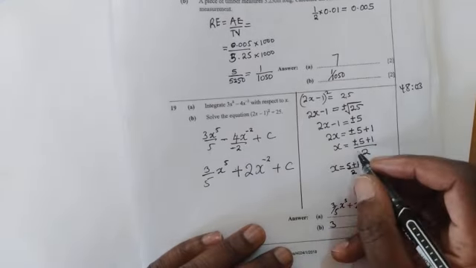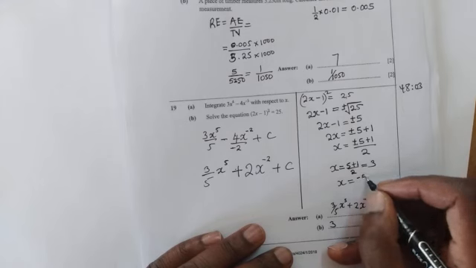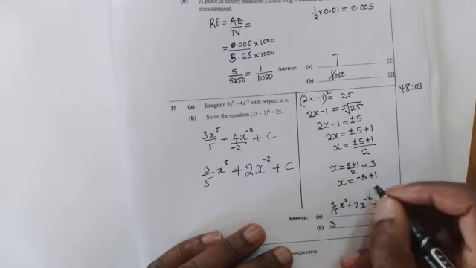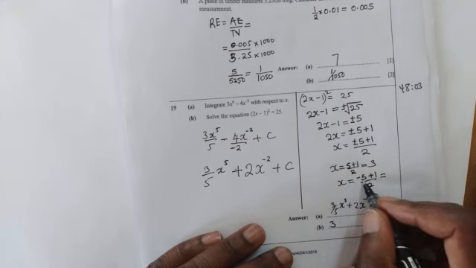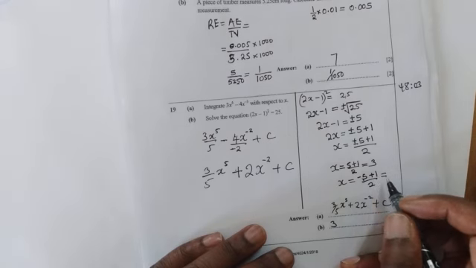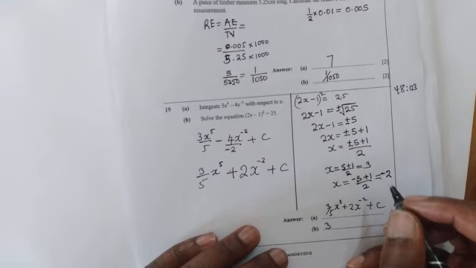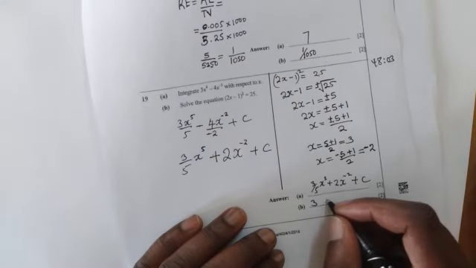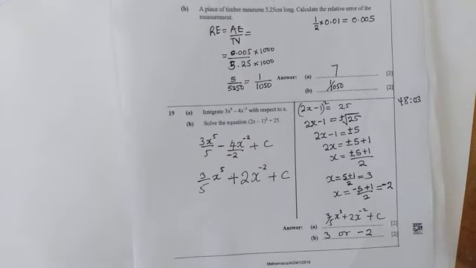Then the other one is going to be x is equal to negative 5 plus 1 over 2. What are we going to get here? This is a negative 5, a negative 5 plus a positive 1. We are going to get a negative 4. Negative 4 divided by 2, we are going to get a negative 2. So the other value here is going to be negative 2. This is what we are supposed to get.